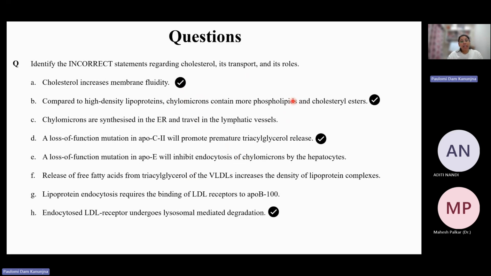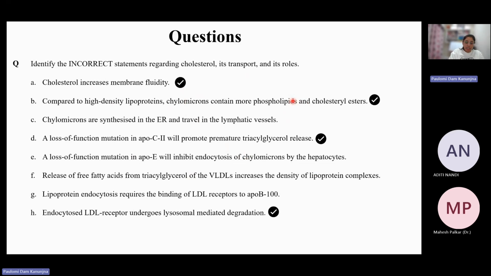Fifth one says a loss of function in ApoE inhibits endocytosis of chylomicrons by hepatocytes, right? If you look into your notes, you will see that these proteins and terms, ApoC2 and ApoE, are given. Next one says release of free fatty acids from TAG of the VLDL increases the density of the lipoprotein complex, which is correct, because as VLDL loses TAG, it becomes smaller and denser. So they convert from very low density to low density lipoprotein.